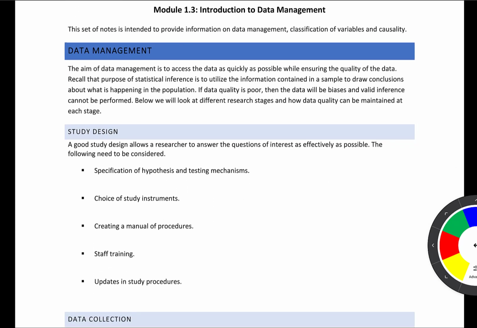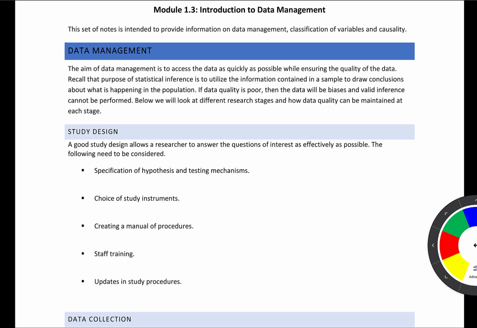So the aim of data management is to access the data as quickly as possible while ensuring the quality of the data. The reason for this is that when performing statistical inference, we've taken some sample and we want to use the data from that sample to say something reasonable about what's happening in the population. So if the data quality is poor, that data is probably going to end up being biased and you're not going to be able to make valid inference.